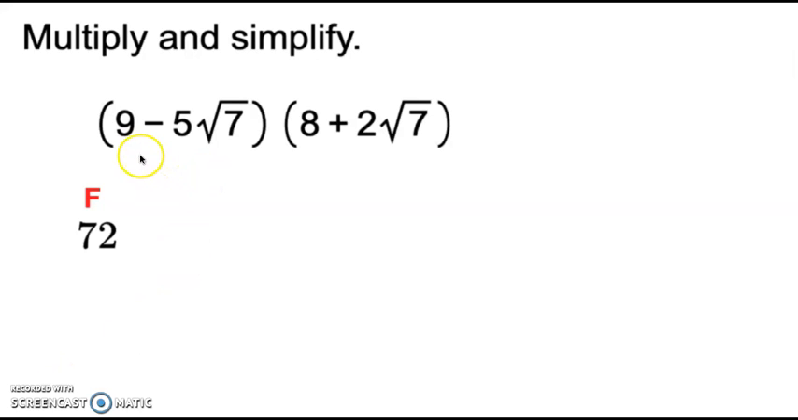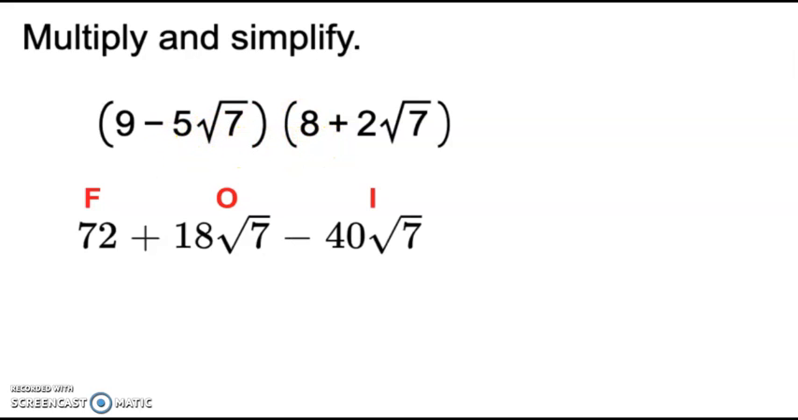Then multiply the outer terms, 9 times 2 radical 7, and we get 18 radical 7. Multiply the outside numbers to the outside numbers. Then multiply the inner terms, negative 5 radical 7 times 8, and that gives us negative 40 radical 7.